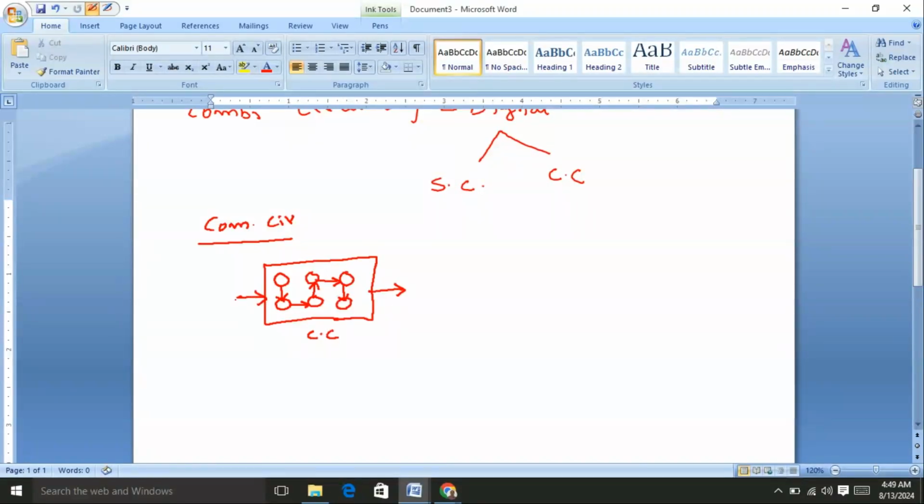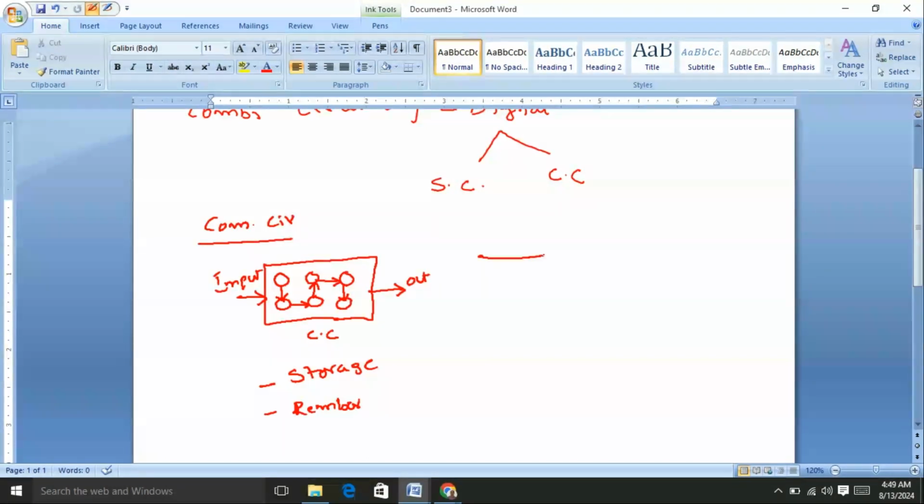So let us consider this is the input. The input passes through the internal digital elements and then it generates the output. So there is no storage capacity and there is no remembering capacity of previous states. That means the present state and previous states are not remembered in combinational circuits. Then what is a sequential circuit?